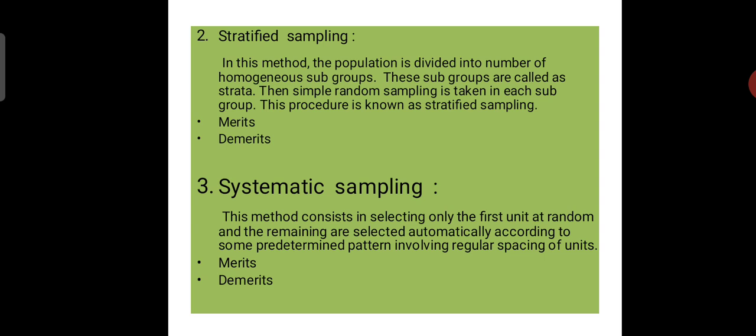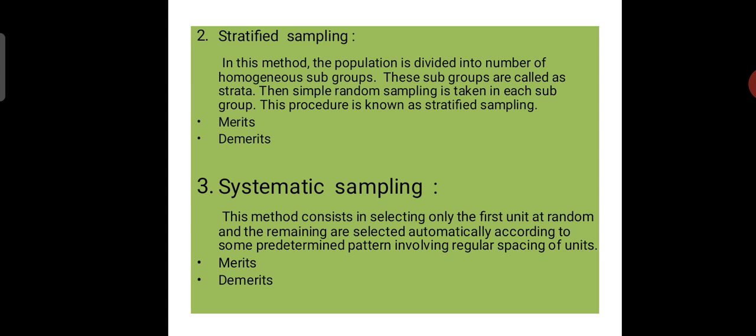For example, if a complete list of 1500 students of a college is available and we wish to draw a sample of 100, then divide 1500 by 100, we get 15. That is, 1500 divided by 100 is equal to 15. Then select a student at random within the first 15. Suppose it comes out to be 8.